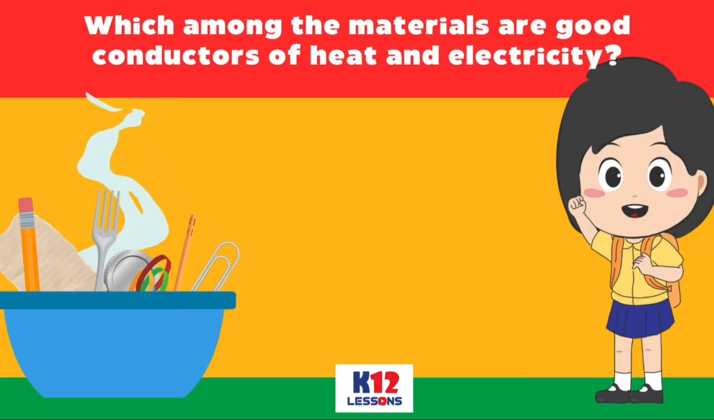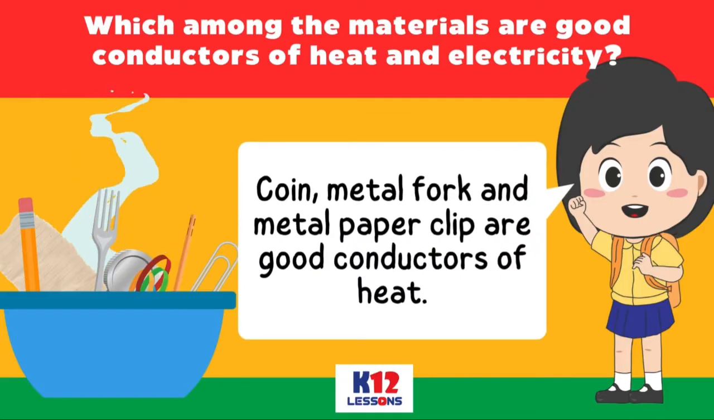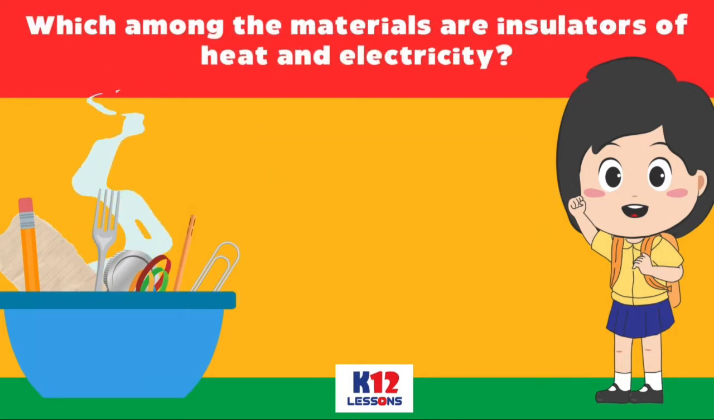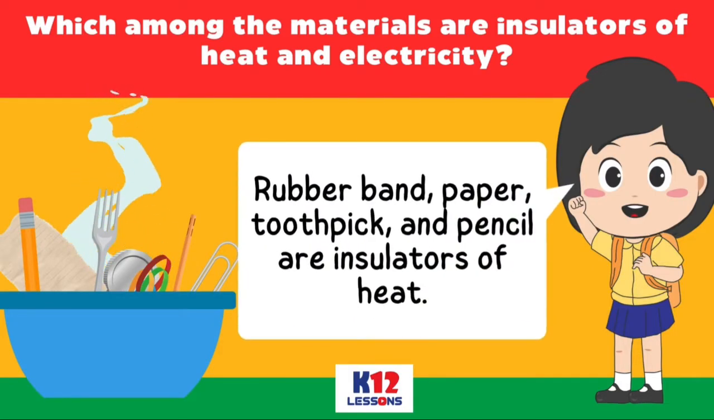Which among the materials are good conductors of heat and electricity? Coin, metal fork, and metal paper clip are good conductors of heat. Which among the materials are insulators of heat and electricity? Rubber band, paper, toothpick, and pencil are insulators of heat.